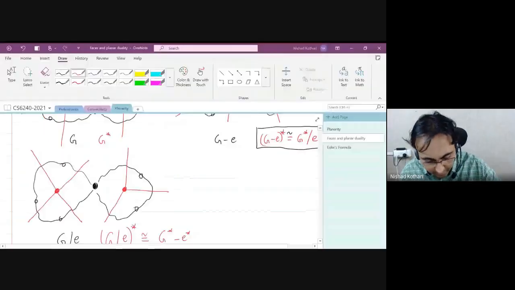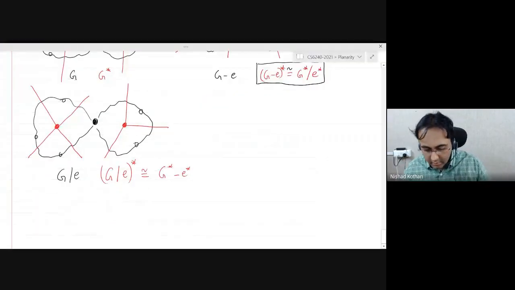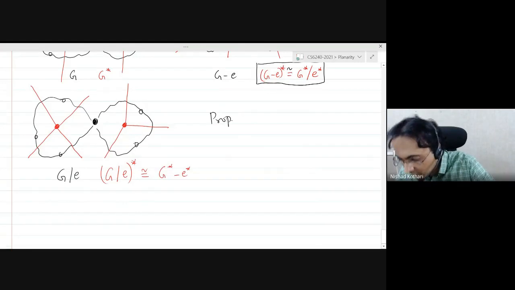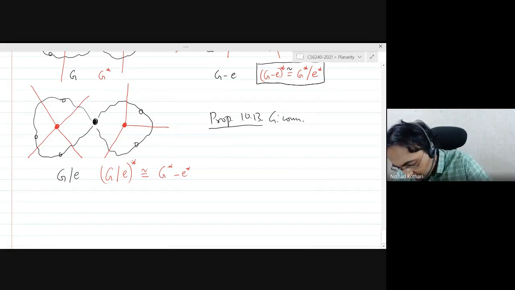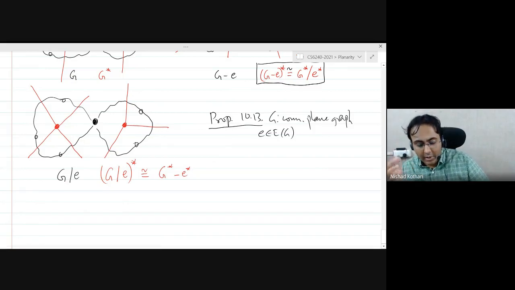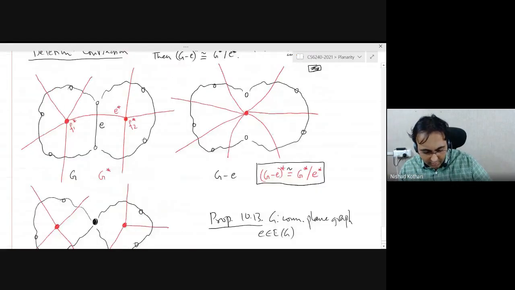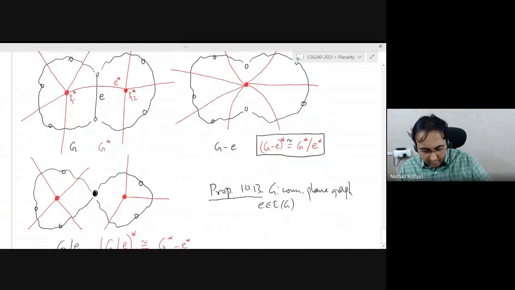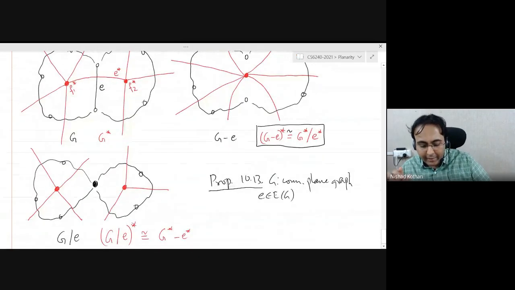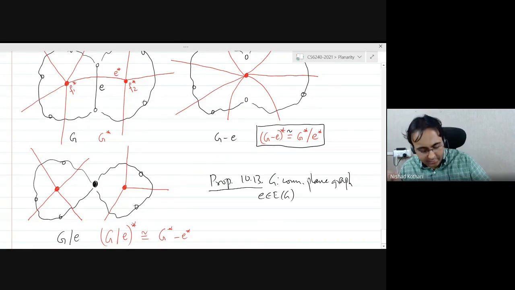Okay, and that brings us to yet another proposition, 10.13. G is a connected plane graph. E is an edge. This time, instead of not having it as a cut edge, we are going to not have it as a loop. Because if it was a loop, then contracting the loop would basically be the same as deleting the loop, and then the dual would not really change that much, right?